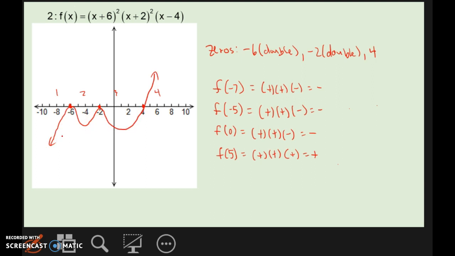So a double root at -6 and a double root at -2, it showed on the graph that we had that bounce here and a bounce here, versus 4 was a singular root, it crosses over. So that's something to consider when we're doing these questions: if we have a double root, we know it's going to bounce. If we have a single root, then we know it's going to cross over.